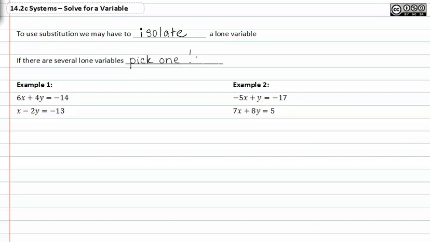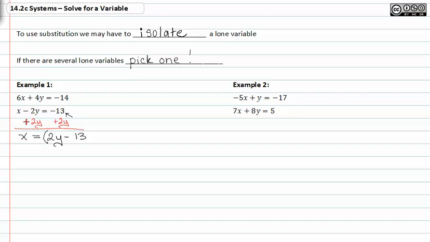In example 1, we have two equations, and both of them have two variables. So I'm going to pick the second equation, and I'm going to isolate x, because it would just be a simple addition of 2y to both sides to get x by itself. So now my second equation is x is equal to 2y minus 13.